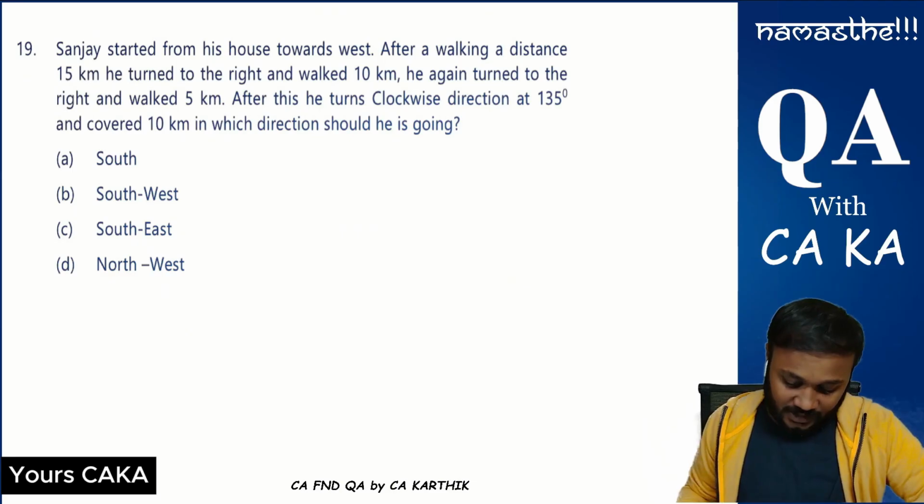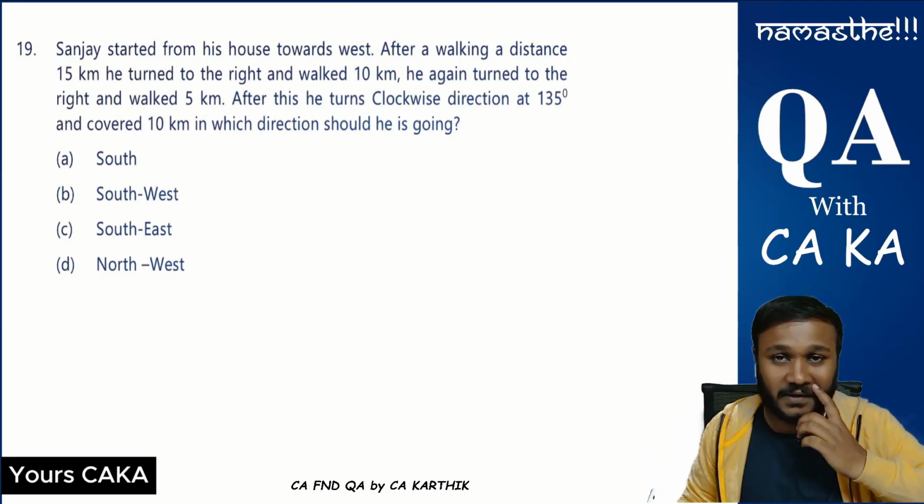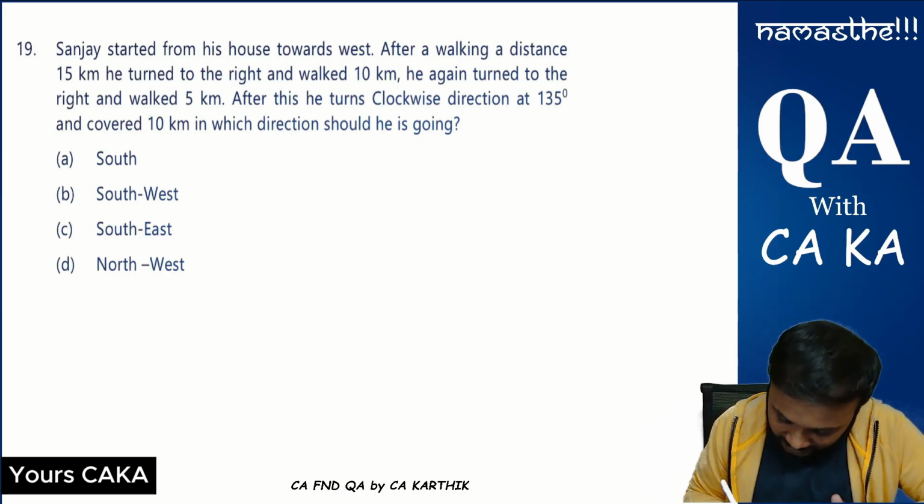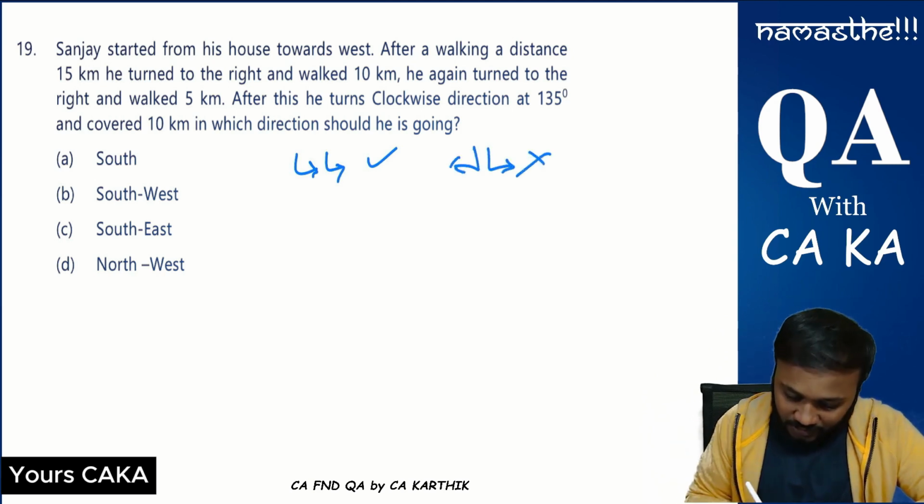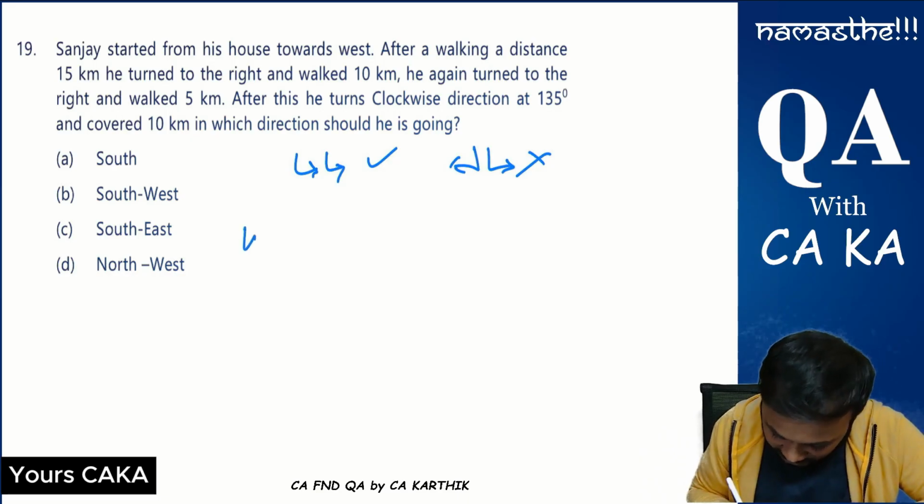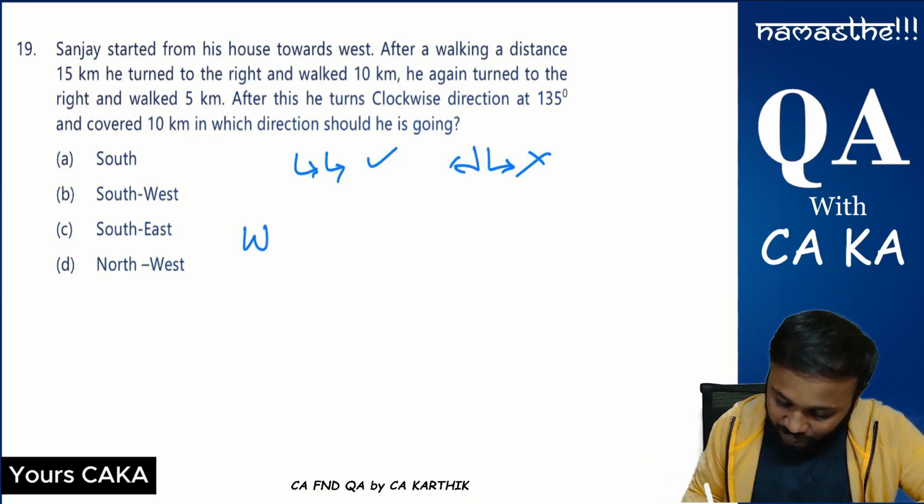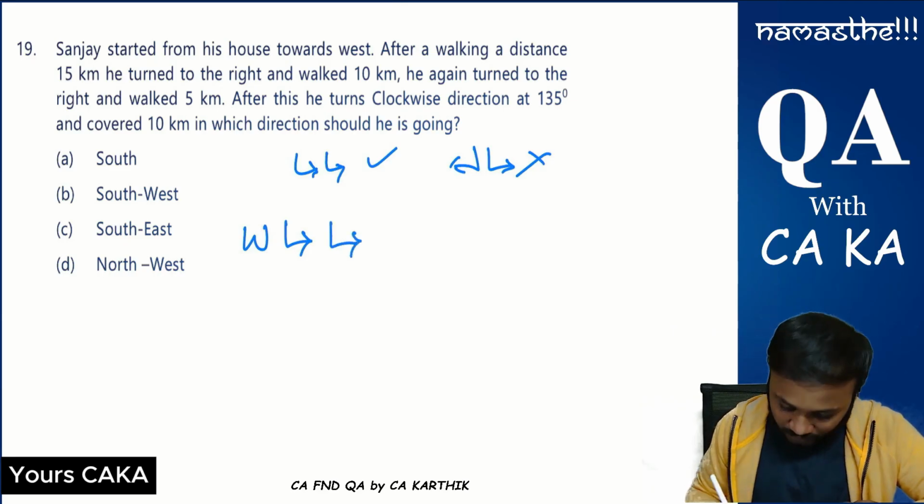Last second question. Sanjay started from his house. Sir, I hope you remember in the class we have a technique for this: in the same direction, count; opposite direction, ignore. Now let's start. Sanjay started from his house towards west. After walking a distance of 15 kilometers, he turned to the right and walked 10 kilometers. He again turned to the right. Again two rights, so please count.